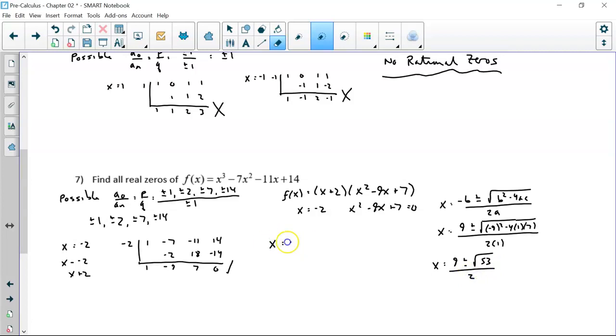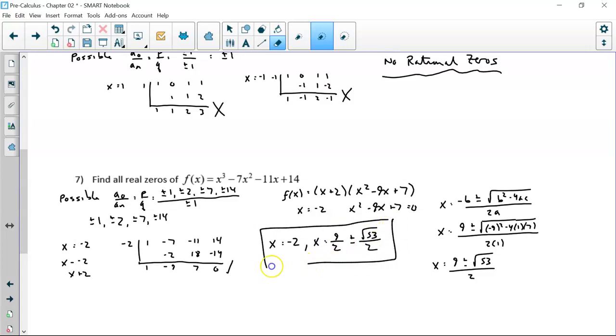So x equals -2, and x equals, I'm going to split them up, 9/2 plus or minus the square root of 53 over 2. There's our 3 solutions. One of them is rational, the other 2 are irrational, for a total of 3. So once you get down to the quadratic, you have to use a different method.